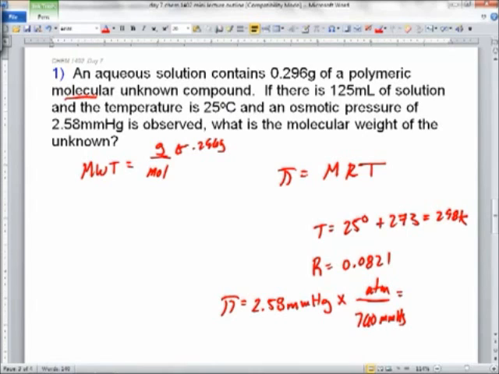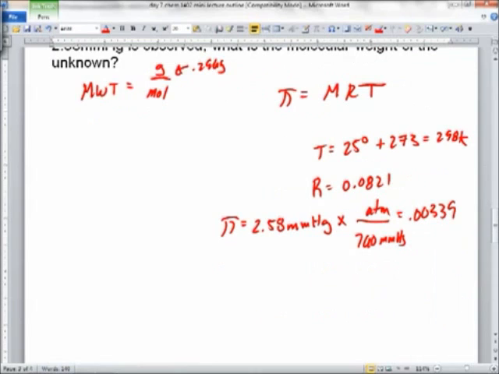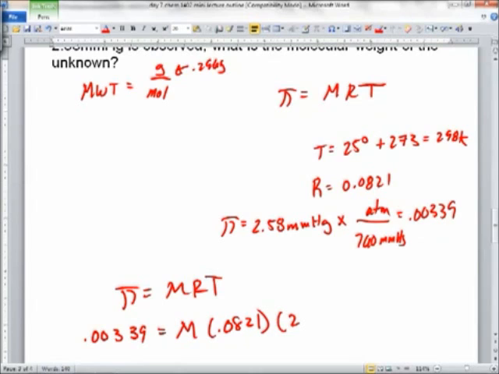So 2.58 divided by 760 is about 0.00339. Or you could just say 3.39 times 10 to the negative 3, right? Okay, so now we know all that stuff, so we can plug it in. We quit because now there's always one thing left. We're going to be solving for big M. And I'm just leaving the units out because we fixed all that.